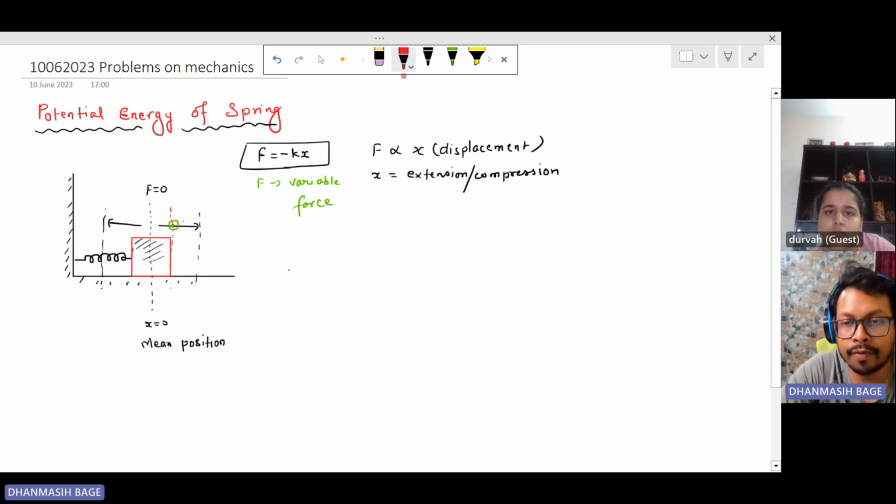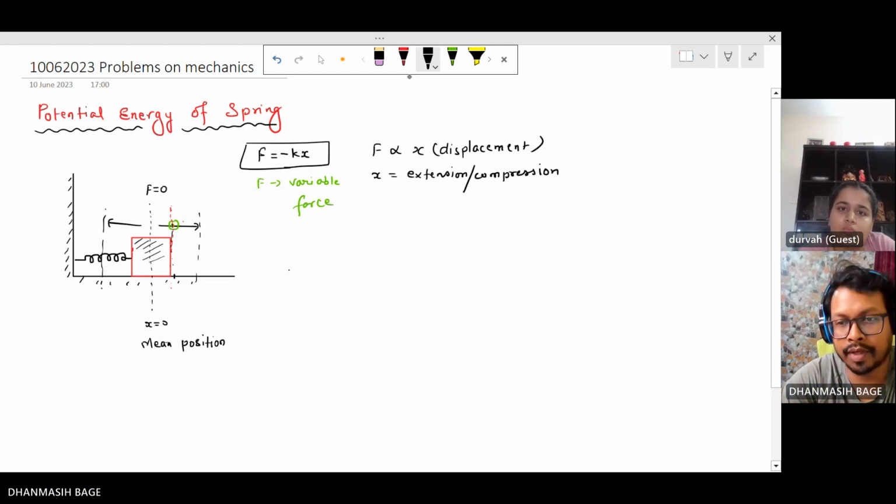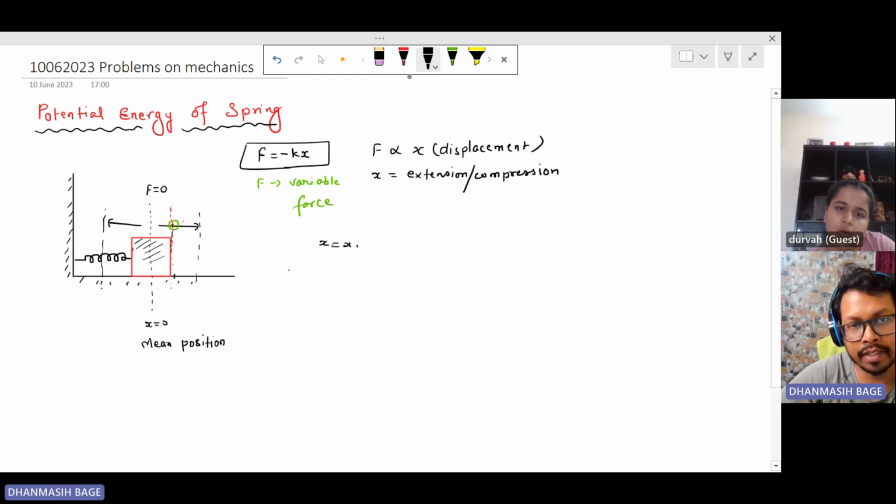And when you exert a force, suppose the spring comes in this position. How much force is acting on it when you're holding it? What is the net force acting on it? Let x be equal to x1 to the right. Can you tell me what is the net force acting on it now? Minus kx1. It is 0.